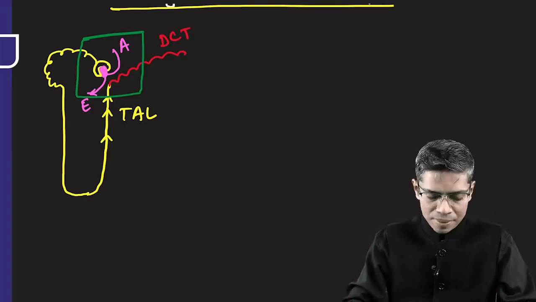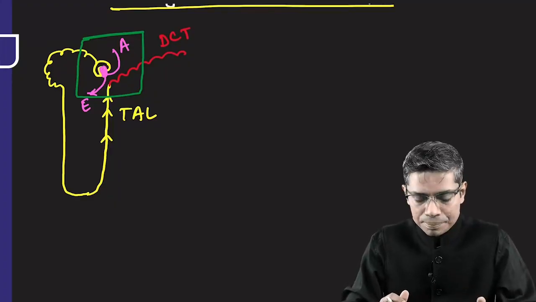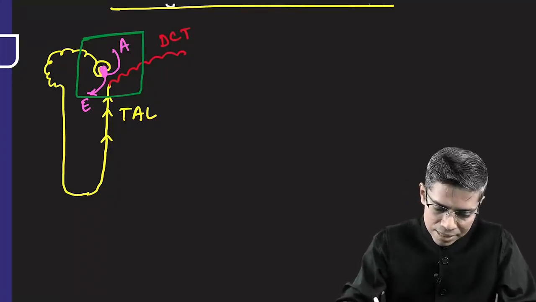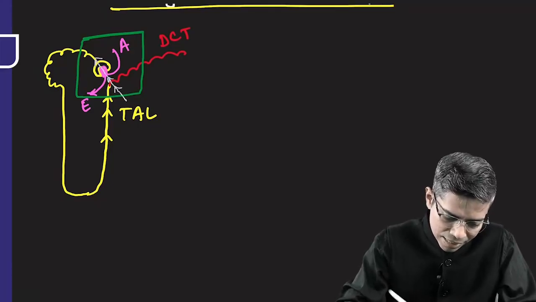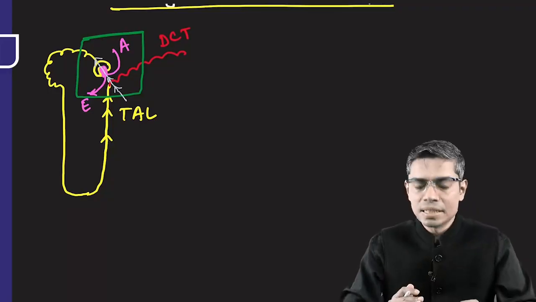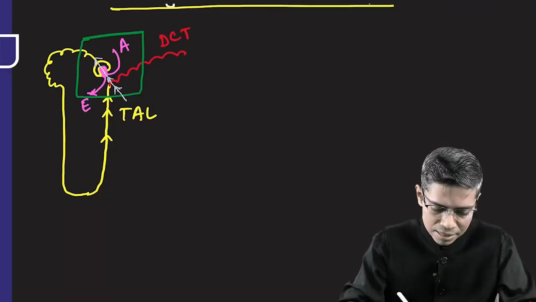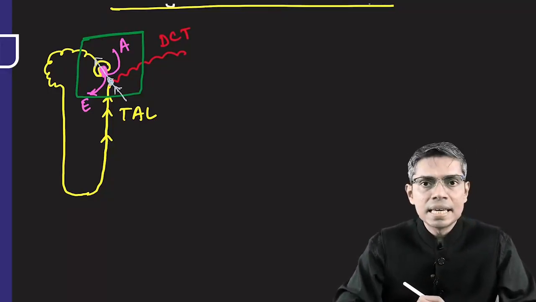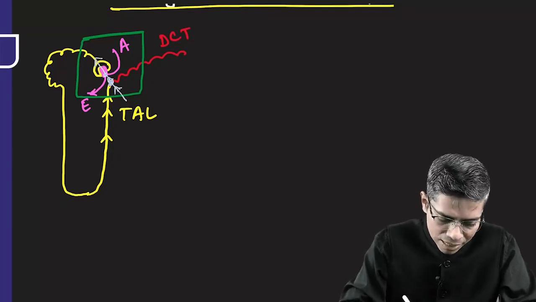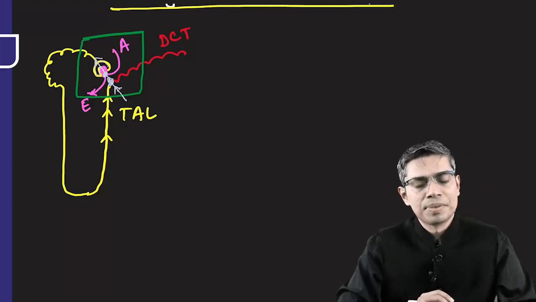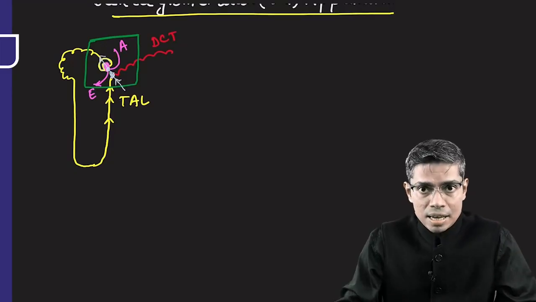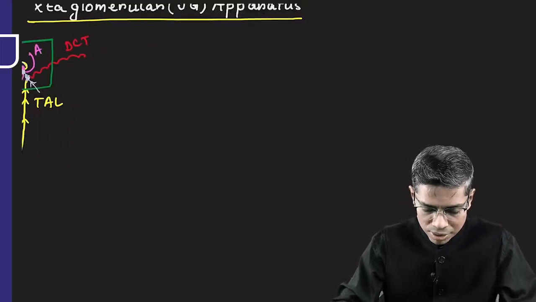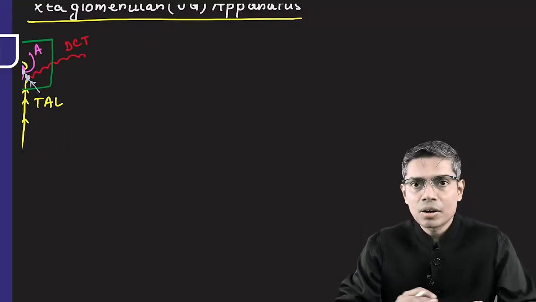Getting my point? So at this junction, suppose I take a cross section, starting to cut from this side, then cutting like this. Whenever I do a cross section like this, first I will encounter this TAL DCT junction, then I will encounter this glomerular capillary, and then I will find this Bowman's capsule. So how will this structure look under a cross sectional diagram? I am drawing the cross sectional view on the right hand side.